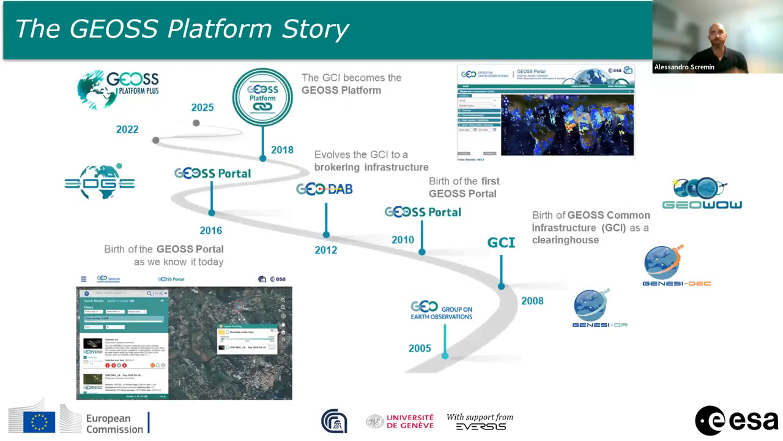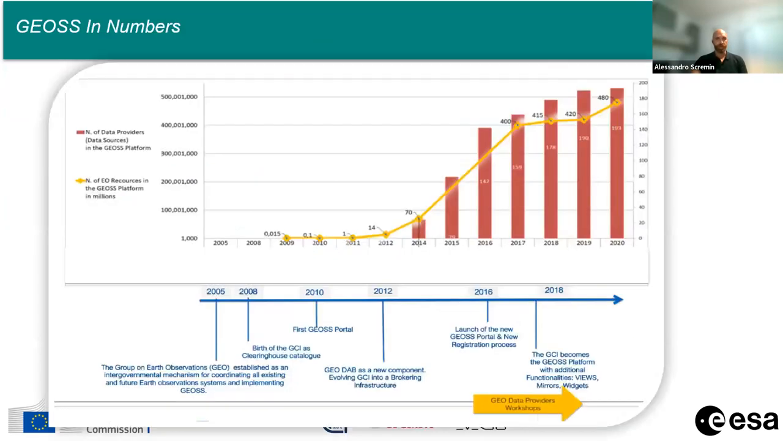So just to give a first overview about the evolution of the GEOSS platform, we started in 2005 with the birth of the Group on Earth Observation, and then we moved until nowadays with different implementations that allow us to discover assets and data, and now services. We will see that in a few slides.